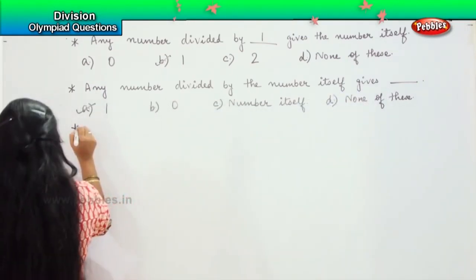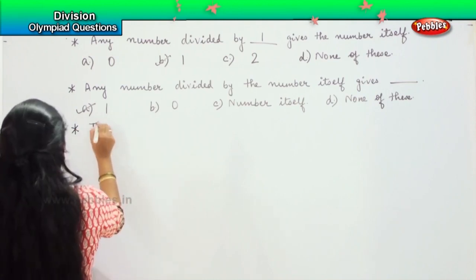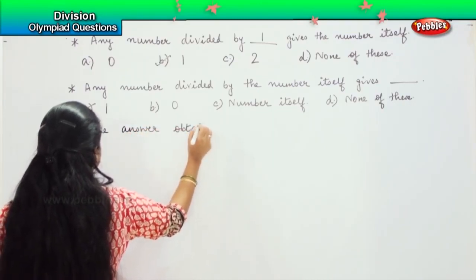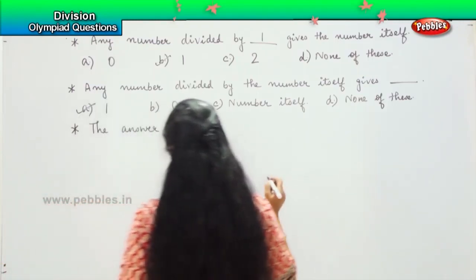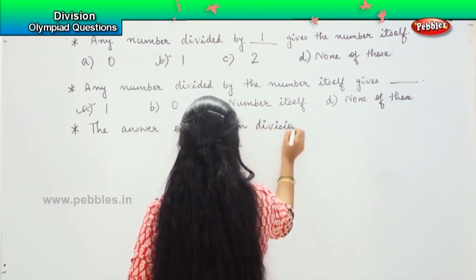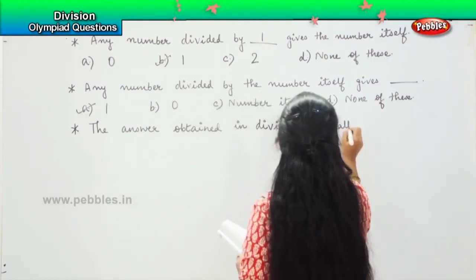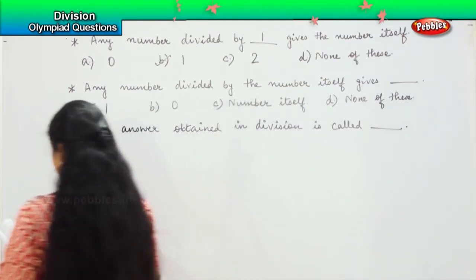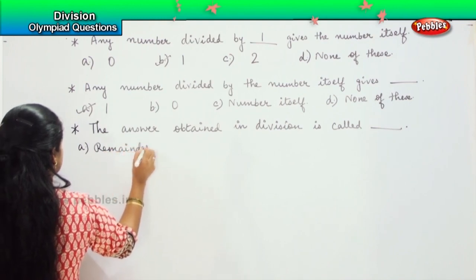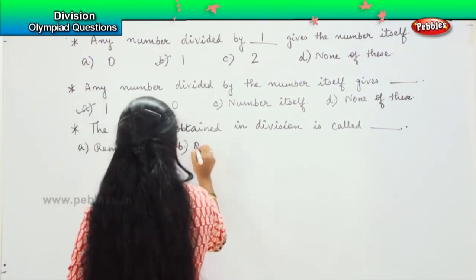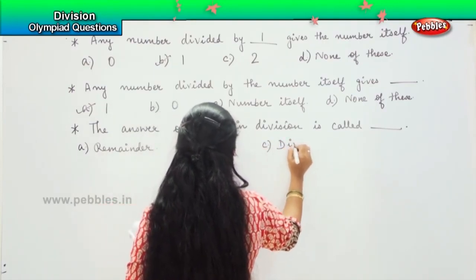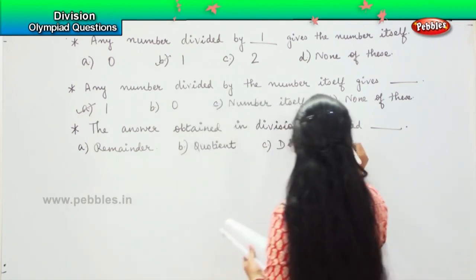Here is your next question. The answer obtained in division is called dash, and your options are remainder, quotient, divisor, and dividend.